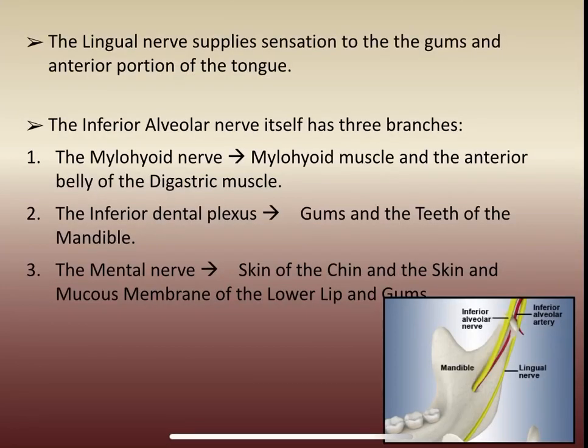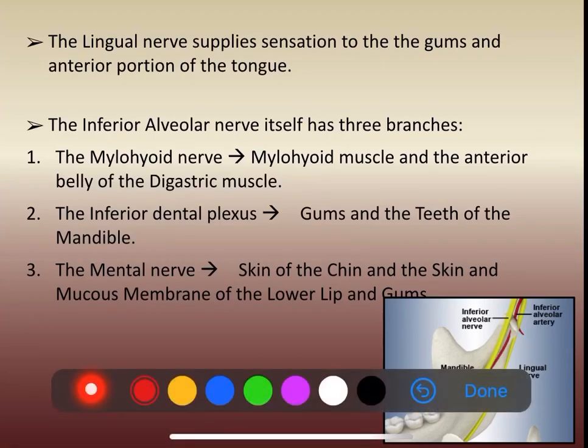Okay, the lingual nerve is for sensation to the gums and the anterior portion of the tongue, whereas the inferior alveolar nerve has three branches, that is the mylohyoid nerve, giving to the mylohyoid muscle and the anterior belly of digastric. Posterior belly of digastric is by the facial nerve.